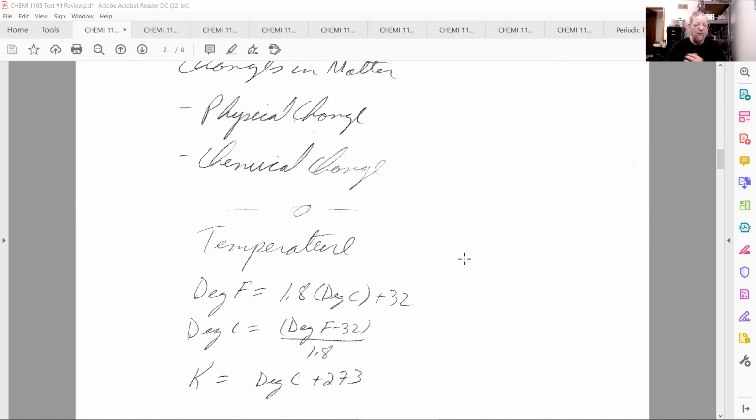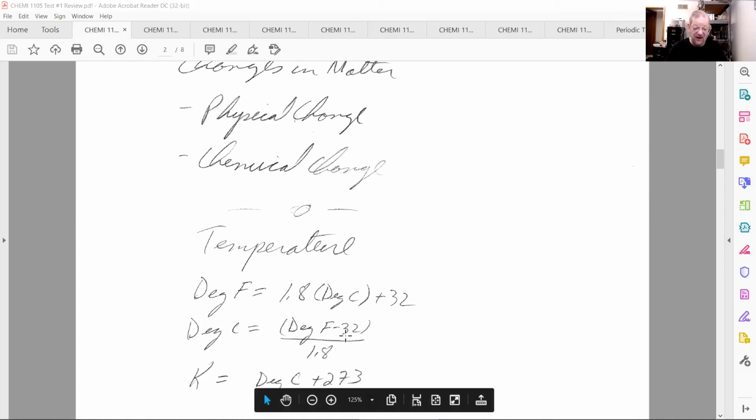Now, I went through and taught you the different temperature scales, Fahrenheit, Celsius, and Kelvin. That's degrees Fahrenheit, degrees Celsius, and Kelvin. And here are the formulas. And you should know how to use these. Remember, 1.8 and 32 in the first formula are exact numbers. Same thing in the second formula, and in the third one, 273.